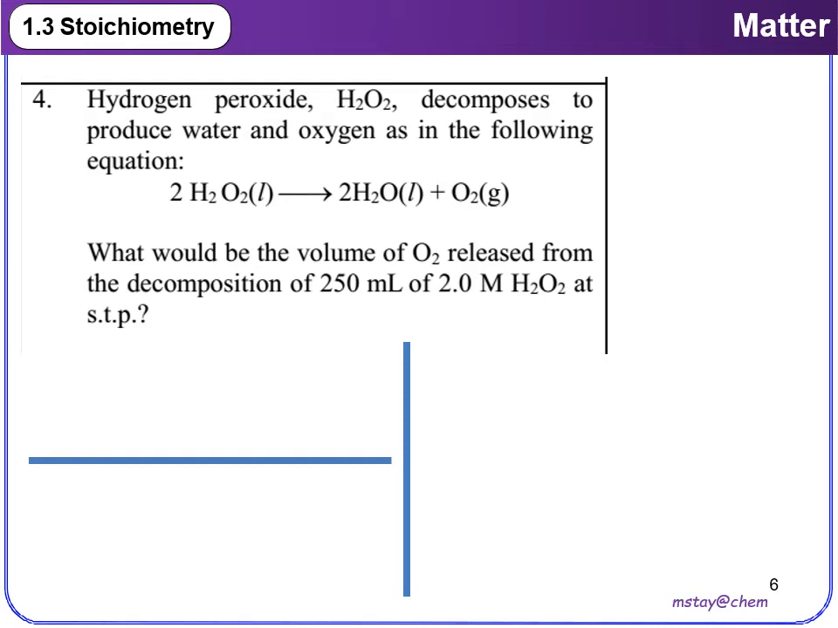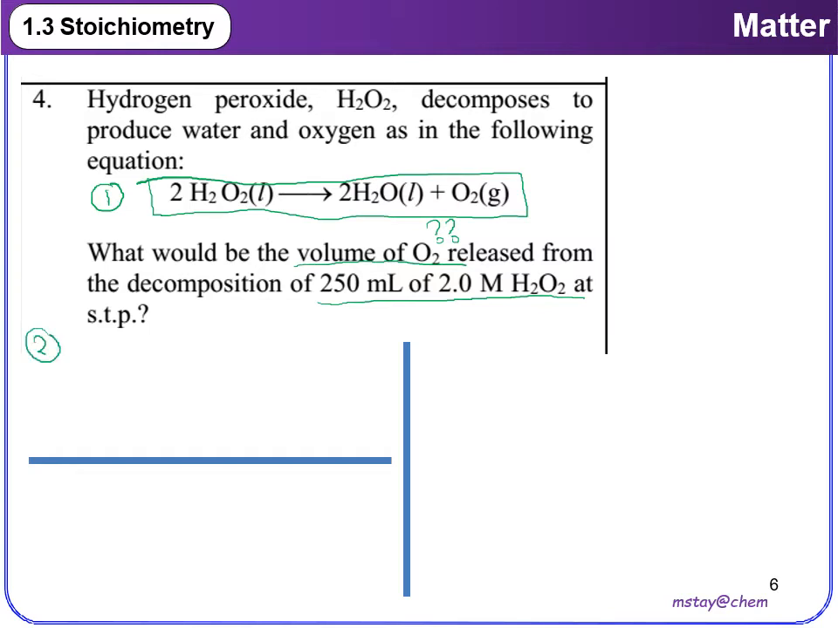Okay, let's check out one more example together. Still remember the 5 steps? First, go through the question. You are given the chemical equation. What would be the volume of oxygen released? That is unknown, from the 250 ml of 2.0 molar H2O2, which is given. So step number 2, we need to find out the number of mole for H2O2, hydrogen peroxide, using the formula MV over 1000, which equals 0.5 mole.